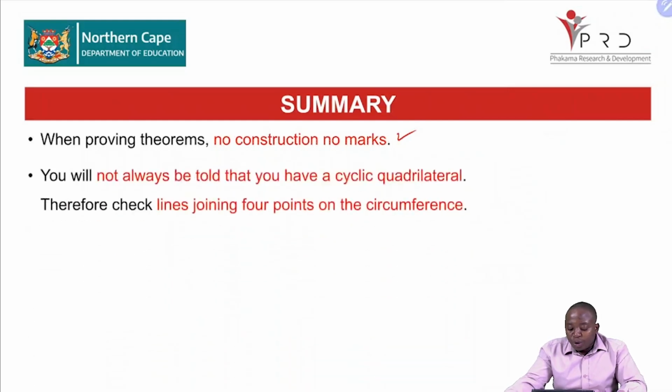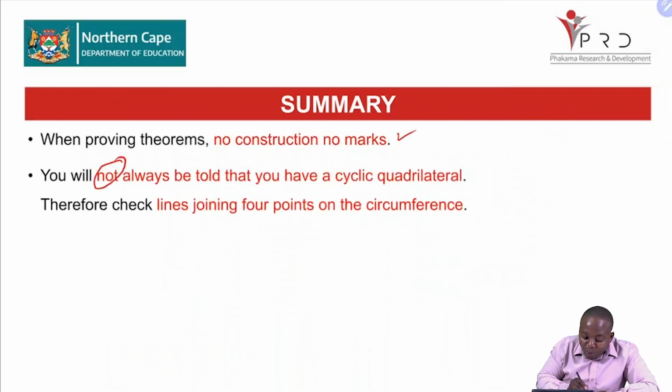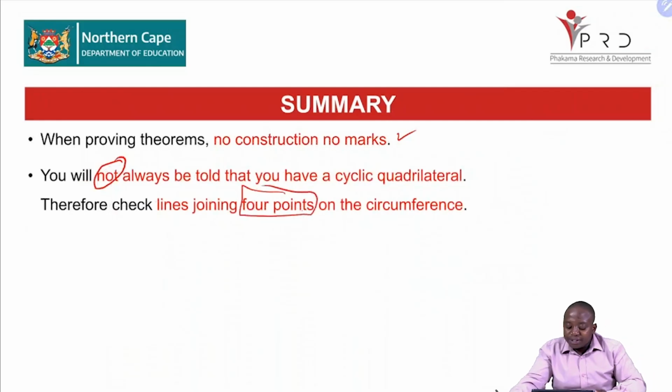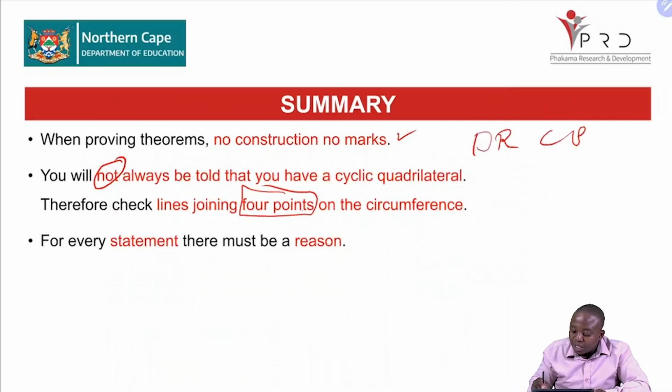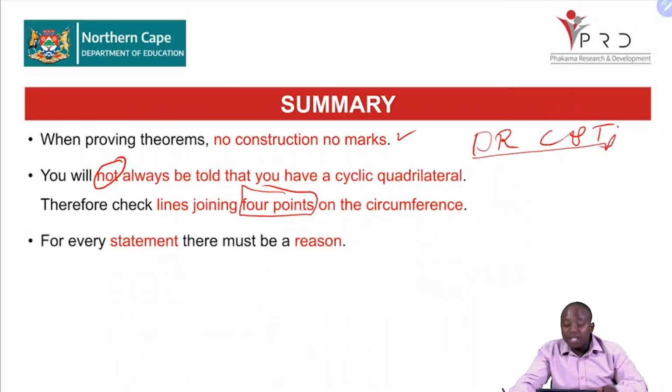You will not always be told that you have a cyclic quad. But how do we find a cyclic quad? Check for four points on the circumference that are joined together. For every statement, there must be a reason. And remember, one of the useful strategies we can use is the DR CPT as our pre-question analysis. As you can see, for this activity, we have worked with that pre-question analysis a lot.